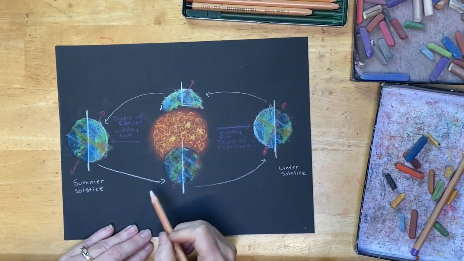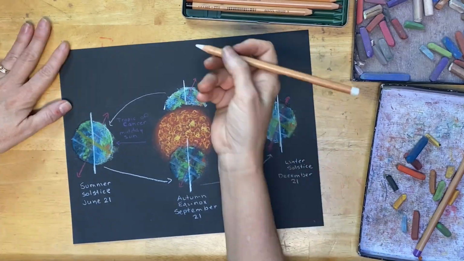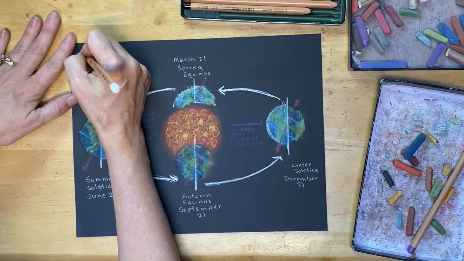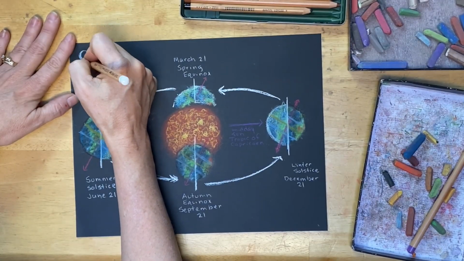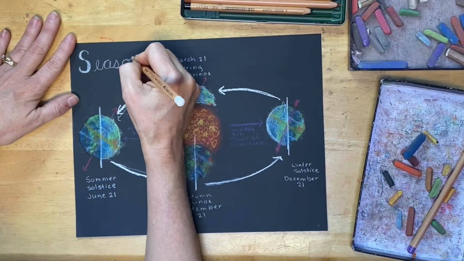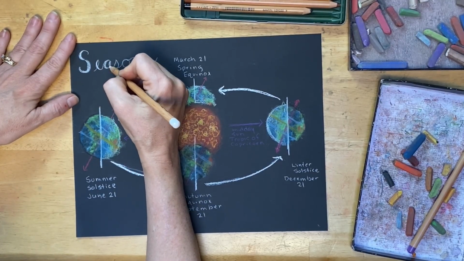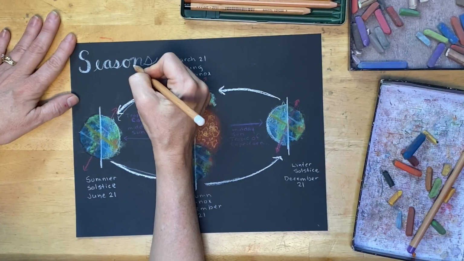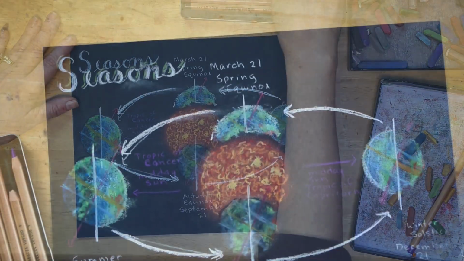At this point in our illustration, we labeled the rotation that the Earth takes around the sun and finish labeling each of the seasons and the dates relative to that season. And that finishes up this illustration.